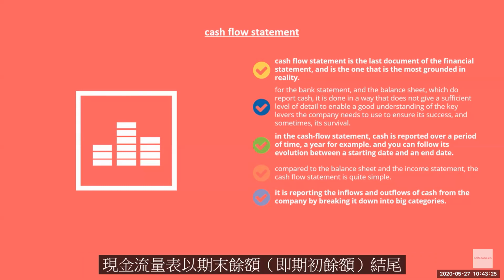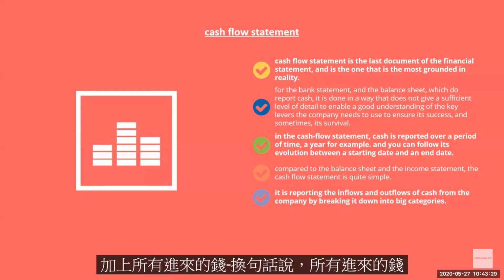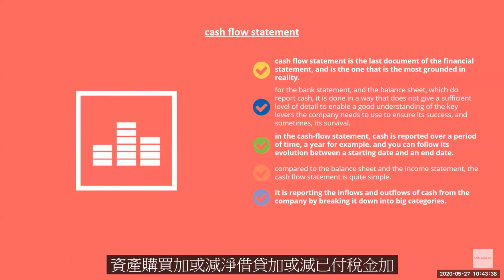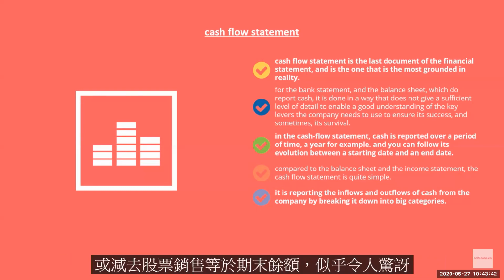The cash flow statement ends with the ending balance, which is the beginning balance plus all the money that came in minus all the money that came out. In other words, beginning balance plus or minus cash from operations plus or minus fixed asset purchases plus or minus net borrowing plus or minus taxes paid plus or minus sale of stock equals ending balance.